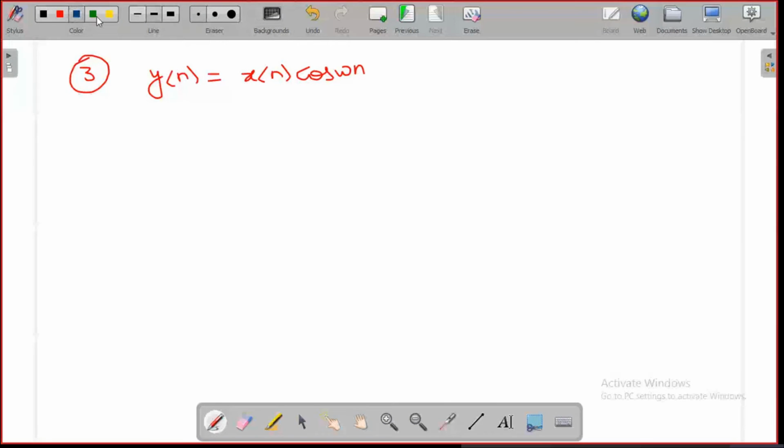The same process: find the response of the system to a sum of weighted inputs and find the sum of weighted responses. Then compare those two. If those two are equal, then the system is linear, otherwise non-linear. Okay. Now let the inputs to the system be x1 of n and x2 of n.